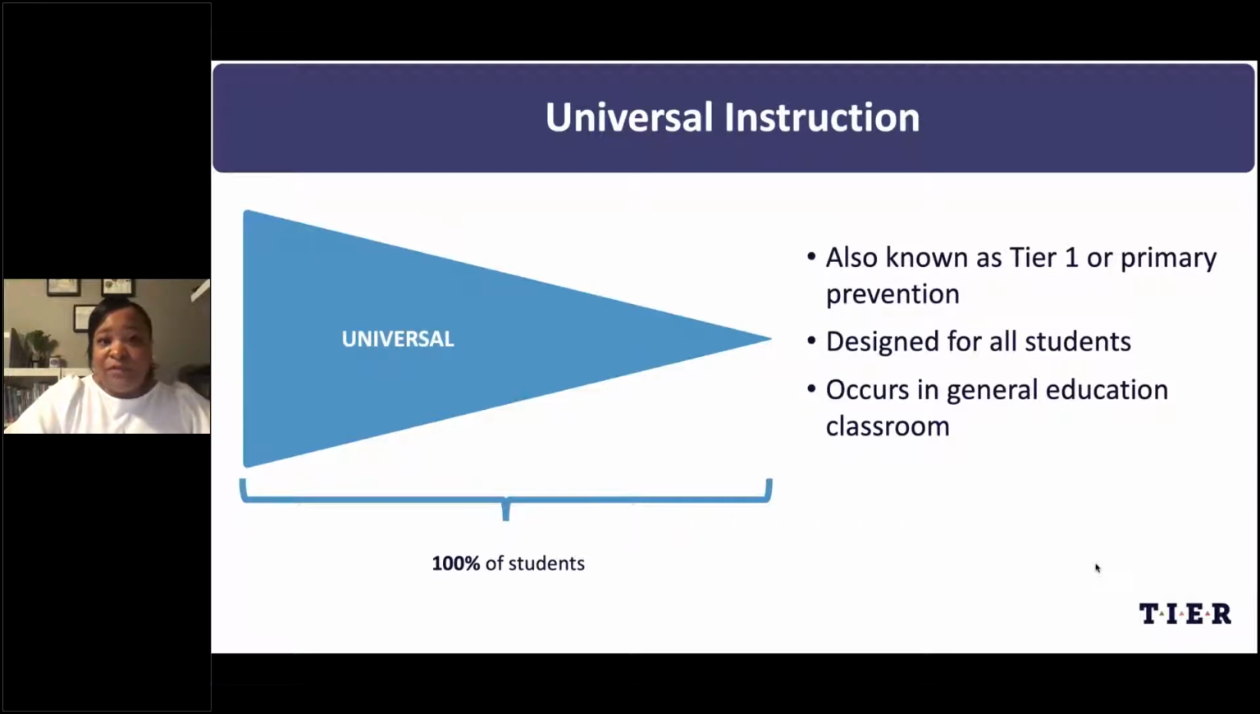As we know, universal instruction, also referred to as Tier 1 or primary prevention, is designed for all students. Universal instruction occurs in the general education classroom for all students. It includes evidence-based practices, research-based curriculum, differentiation, scaffolded instruction, and universal design for learning. Universal instruction meets the needs of around 80% of a school's population for both academics and behavior.